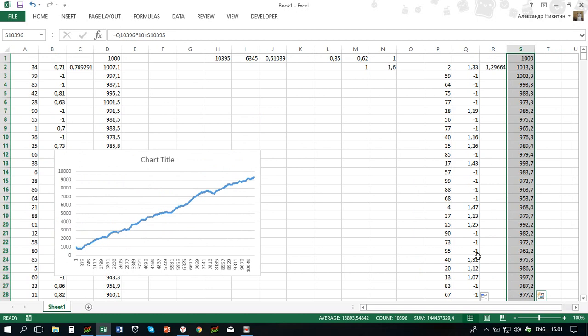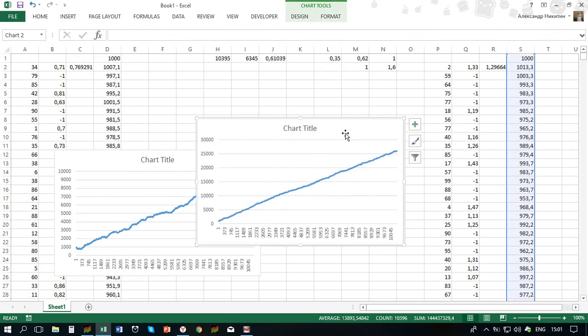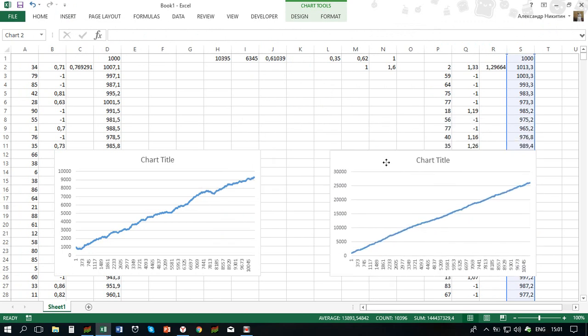Let's build up a graph towards here and towards here and back again. Insert chart. This is the chart for trading. Now compare that. In first case scenario, out of 10,000 trades risking the same bet, we generated 9,000. And in second situation, we generated 25,000.